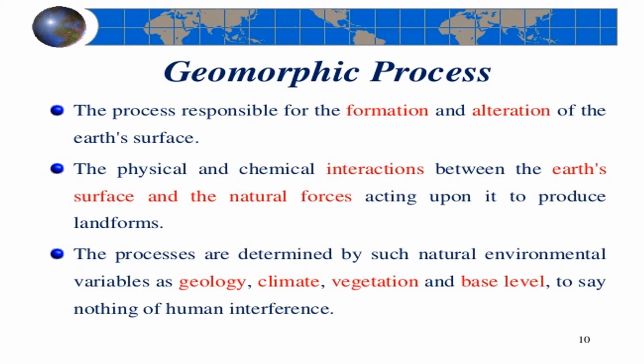Diastrophism and volcanism are endogenic geomorphic processes. They have already been discussed in the preceding unit. Weathering, mass wasting, erosion, and deposition are exogenic geomorphic processes. These exogenic processes are dealt with in this chapter.